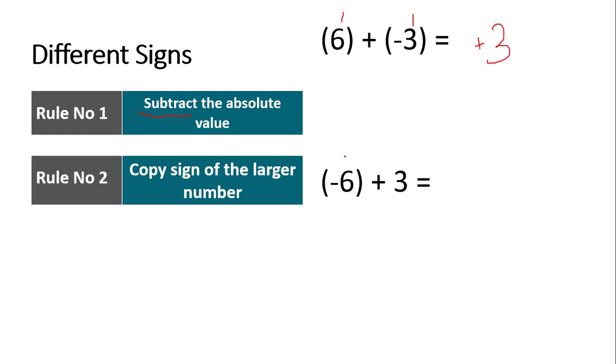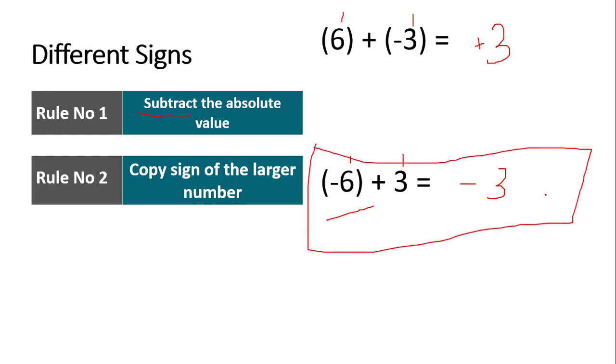Let's have another example. We have negative 6 plus 3. Ang rule number 1 natin is isusubtract natin yung absolute value. We have 6 minus 3 is 3. Tapos, i-adapt natin or i-copy natin yung sign ng larger number, which is negative 6. So, we have negative sign. The answer would be negative 3.